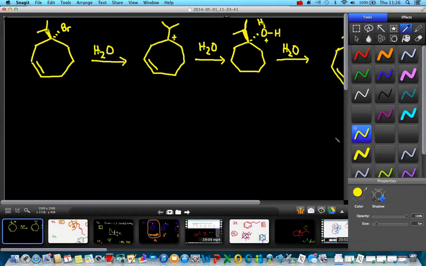Right, so let's start going over some of the solutions to the mock exam. The first three questions all refer to the same mechanism. And so we're asked what the role of the water molecule is in step 1, step 2, and step 3.